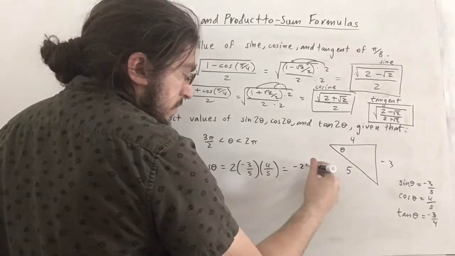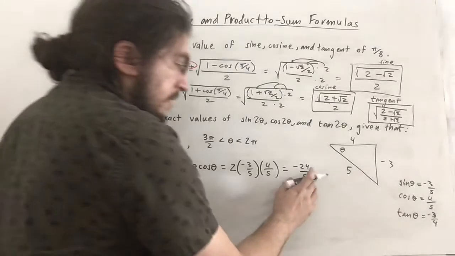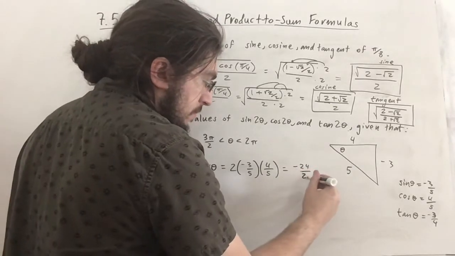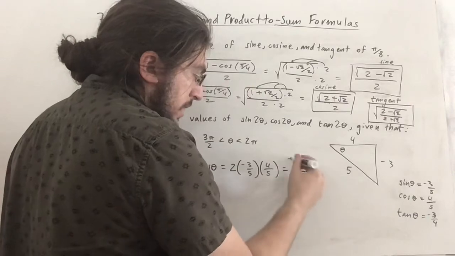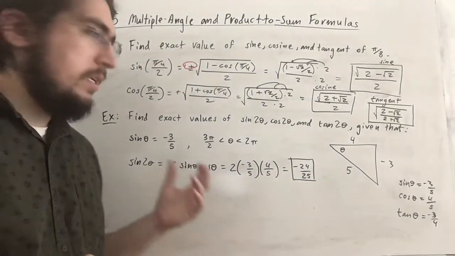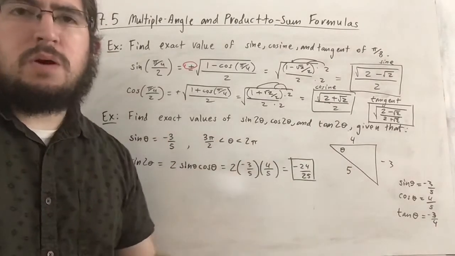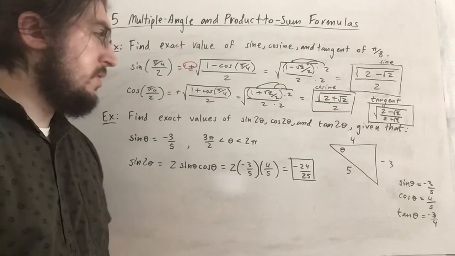So this is going to be 2 times negative 3 over 5 times 4 over 5, which amounts to negative 24 over 25. Perfect. So this right here is sine of 2 theta. Now, just to keep in mind what this means as far as the sine goes, if you double something in the fourth quadrant, where will it land you as far as quadrants go?